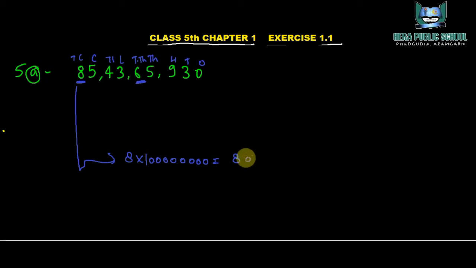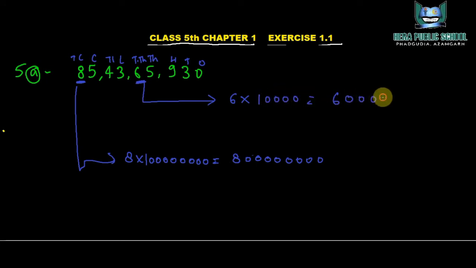Ones, tens, 100, 1000, 10,000, lakh, 10 lakh, crore, 10 crore. And the place value of 6 in this number: ones, tens, 100, 1000, 10,000. So 6 is in the 10,000 place. 6 into 10,000. So the place value of 6 will be 60,000. 6 into 1 is 6. How many zeros are here? 1, 2, 3, 4.